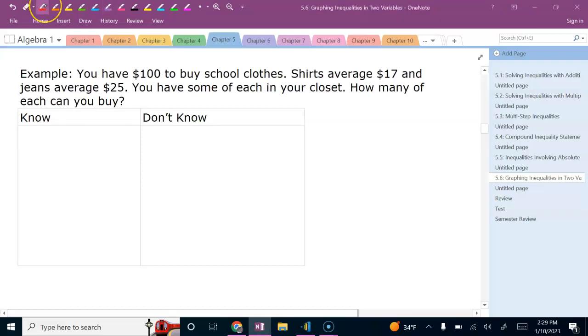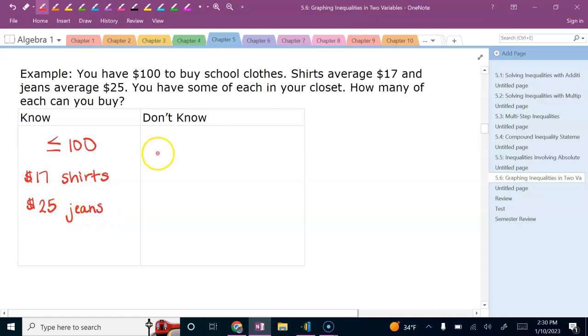Okay, so for this one, I know that I have $100 to spend, which means that I can spend $100 or anything less than that, but I can't go over the $100. So I would write that as I can spend less than or equal to 100. I can't go over that amount because I don't have any more money than that. I know that shirts are $17 and jeans are about $25.